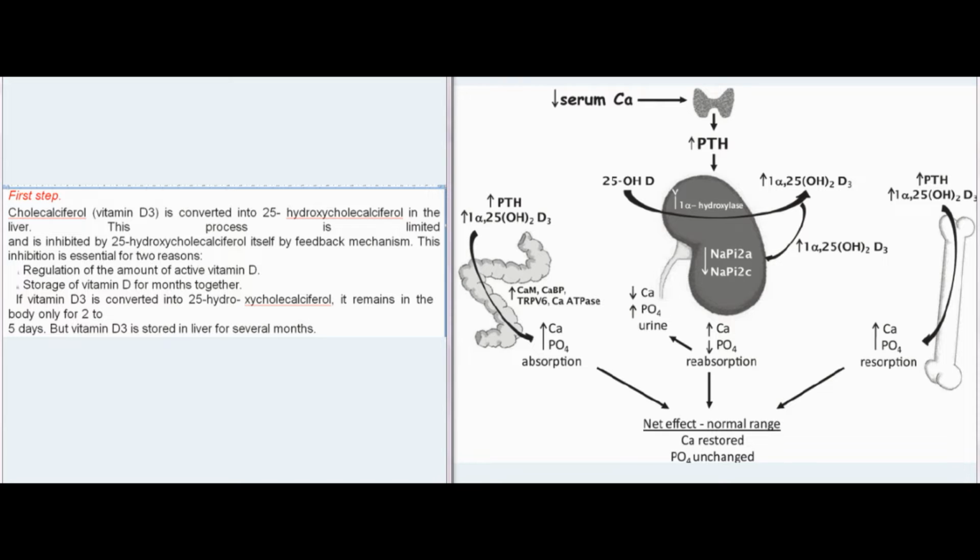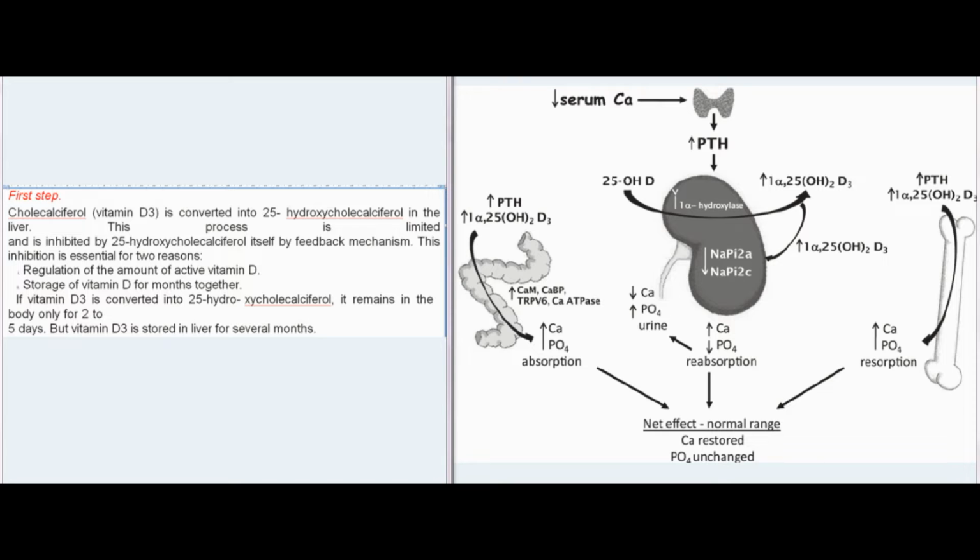Activation of vitamin D. There are various forms of vitamin D. But the most important one is vitamin D3. It is also known as cholecalciferol. Vitamin D3 is synthesized in the skin from 7-dehydrocholesterol, by the action of ultraviolet rays from the sunlight.